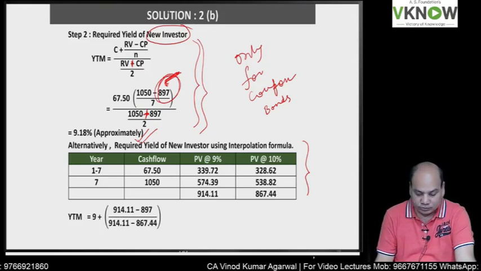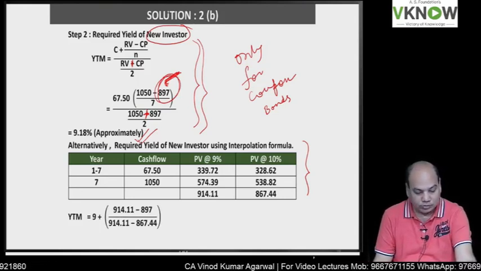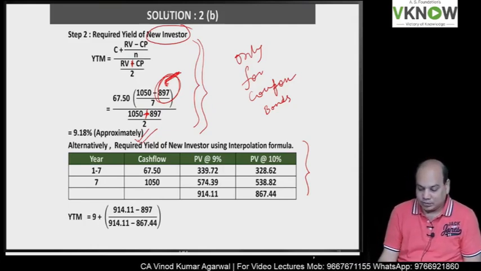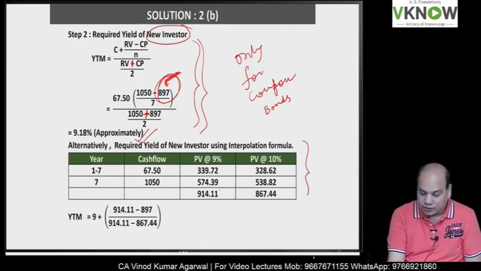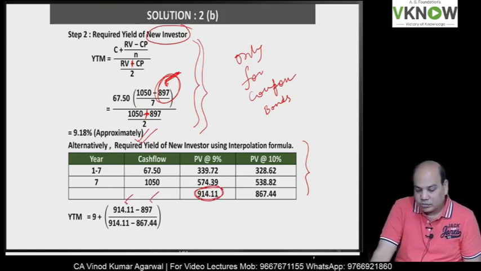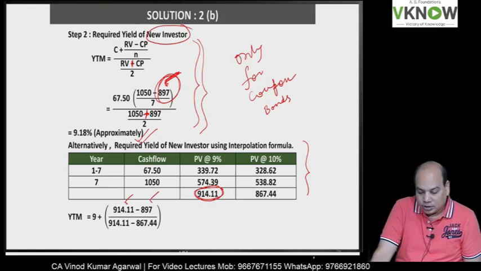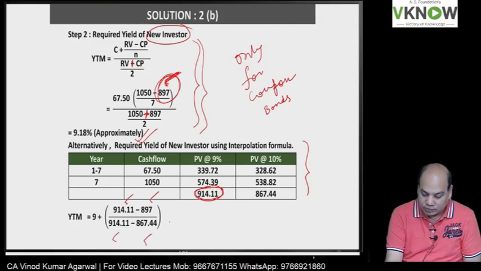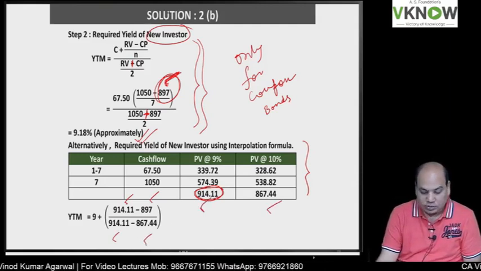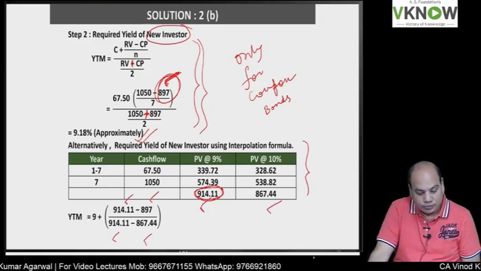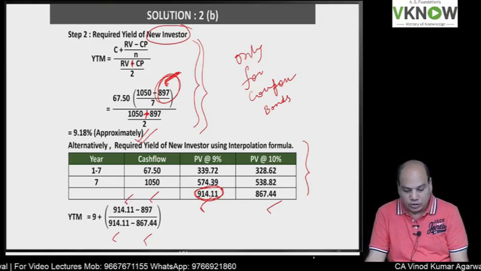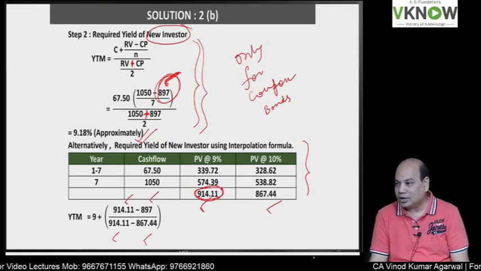So the answer would be YTM will be equal to 9 plus, in the numerator take the difference between 914.11 minus the amount invested by the investor 897, and in the denominator take the difference between the two present values. This is one way to calculate IRR.